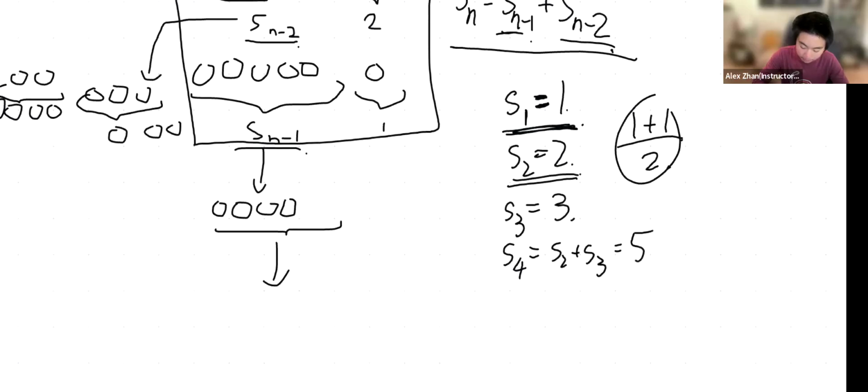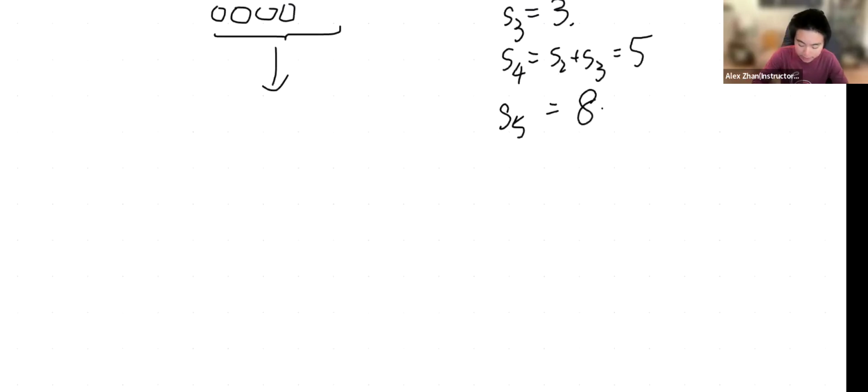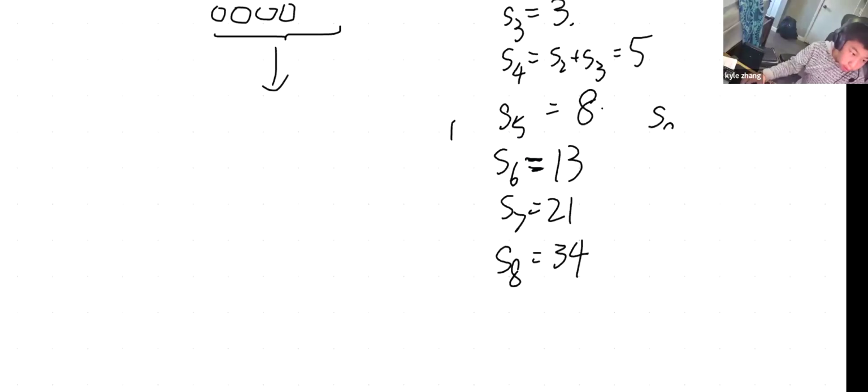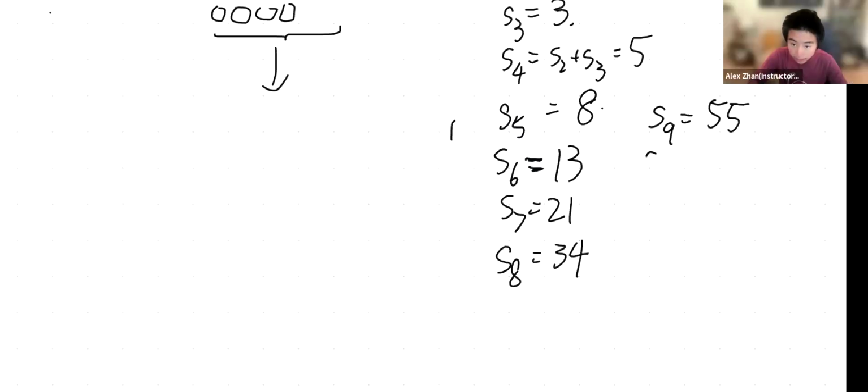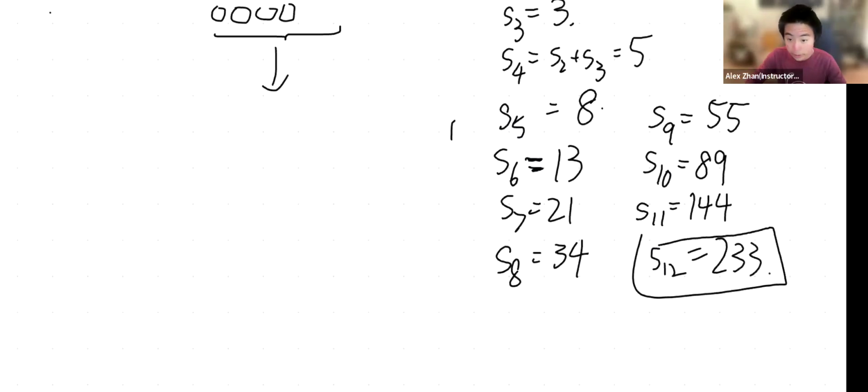I will just write out all of these. If you notice, this is actually also just the Fibonacci sequence, except shifted one step. S6 equals 13. S7 equals 21. S8 is equal to 34. S9 equals 55. S10 equals 89. S11 is equal to 144, and S12 is equal to 233, and that is the final answer.